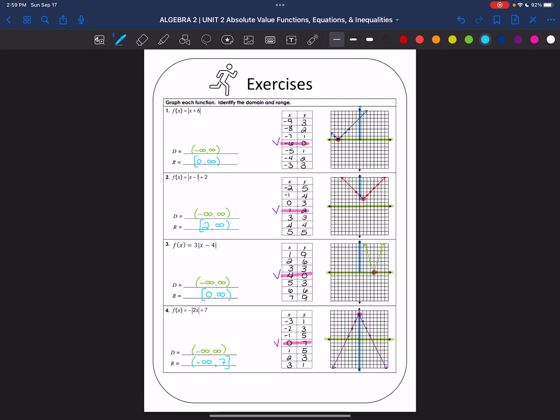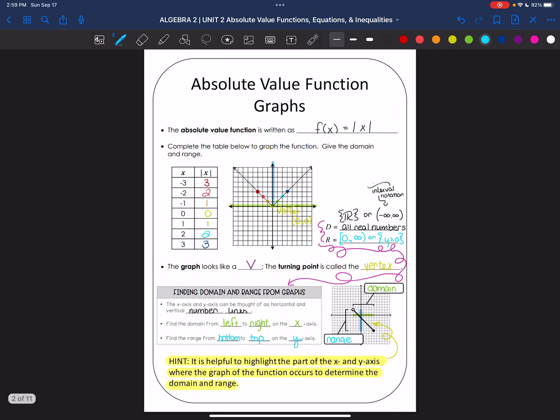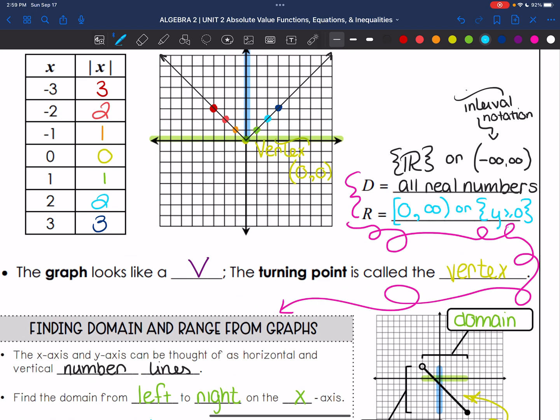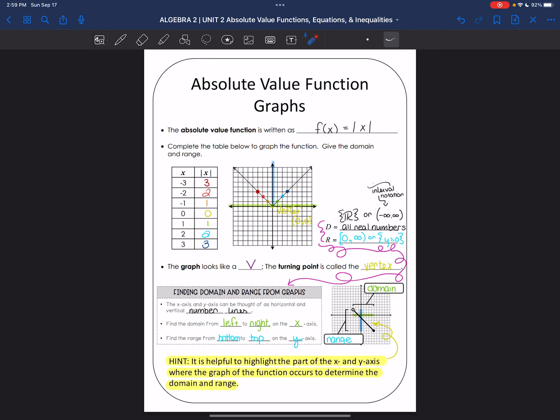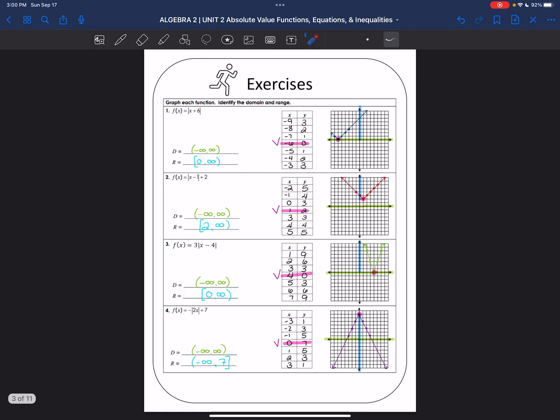Ladies and gents, that is graphing absolute value functions using technology to do so, and finding domain and range, which are some key attributes. Not only domain and range, but we were also able to find that vertex, that turning point of our graph.